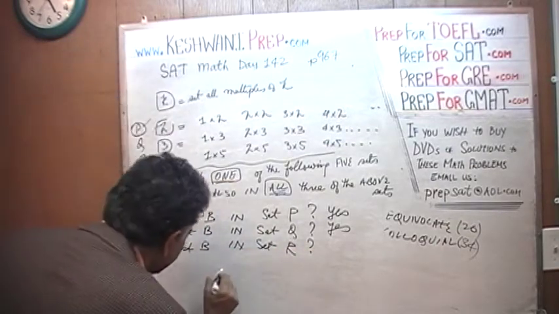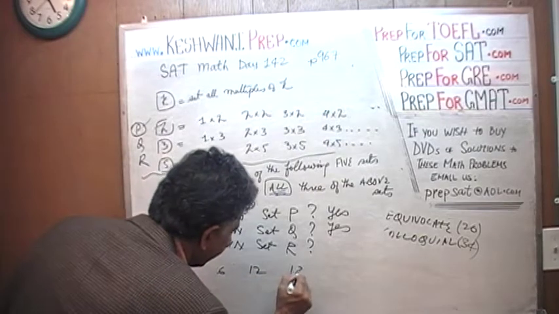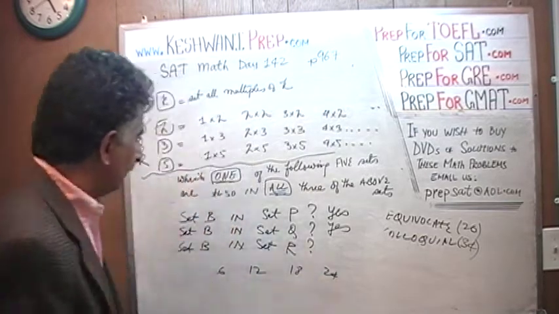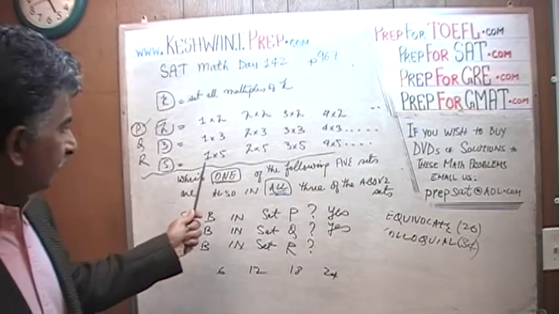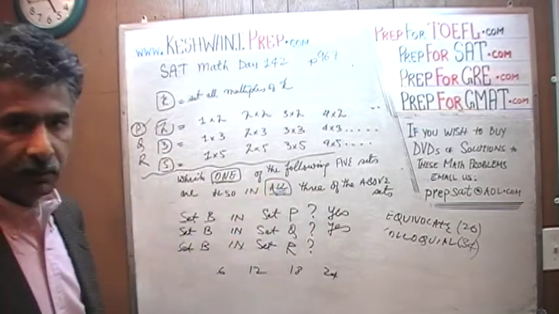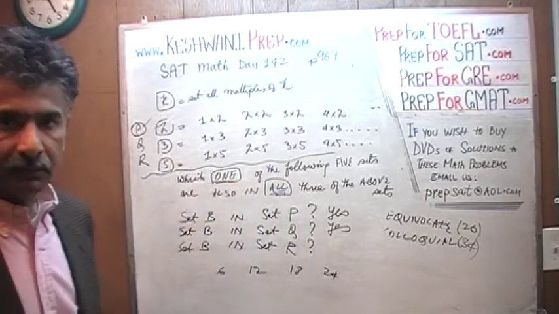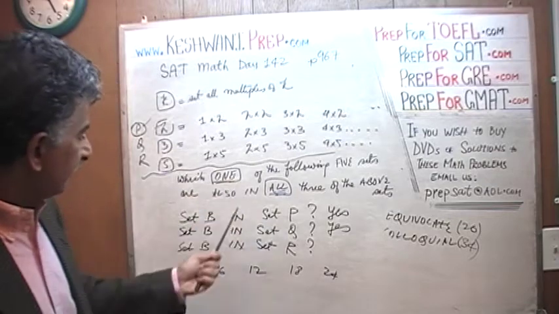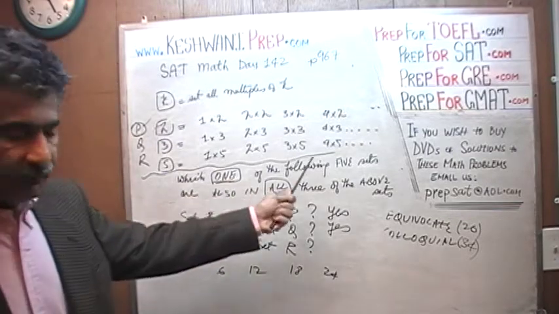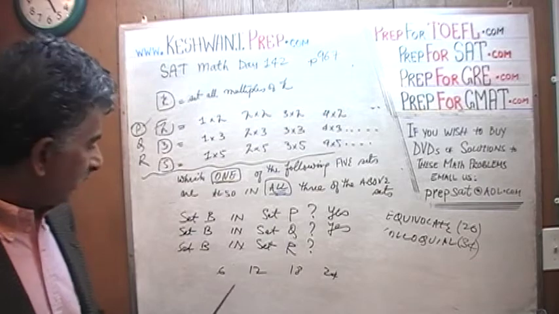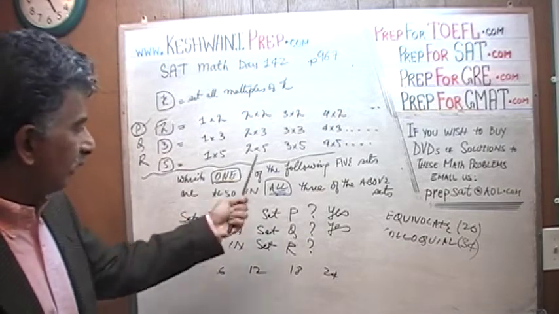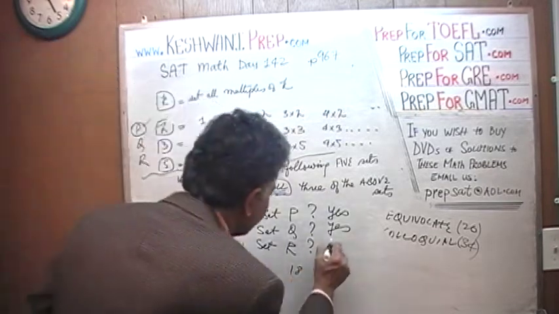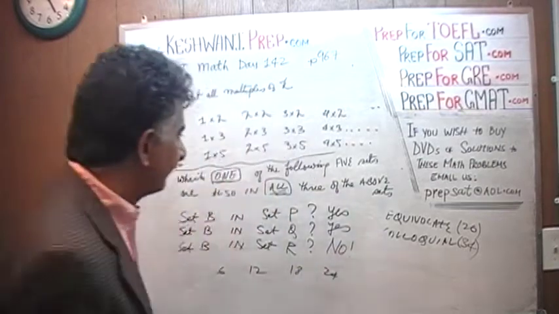Again, remember, set B consists of these numbers, 6, 12, 18, and 24, whereas set R consists of 5, 10, 15, and 20. I do not see these numbers in this set. These numbers will never appear in this set because set R are multiples of 5, these are multiples of 6. We will never see a 6 in here, we'll never see a 12 in there, so on and so forth. The answer is no.